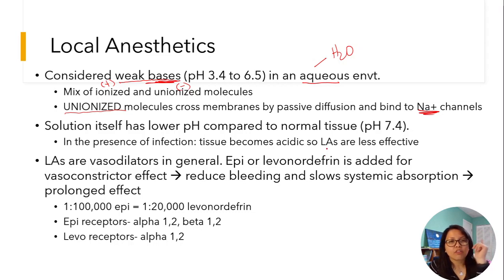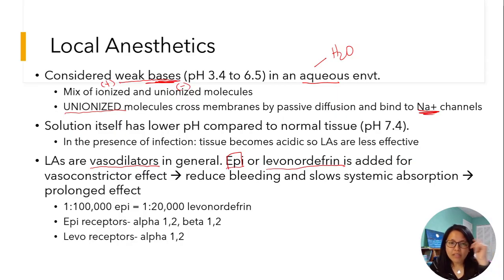Now, another thing to consider when it comes to local anesthetics is that local anesthetics are vasodilators in general. The reason why there can be vasoconstriction is the addition of epinephrine or levonordefrin. These are the two agents that are added in the local anesthetics to give a vasoconstrictor effect.